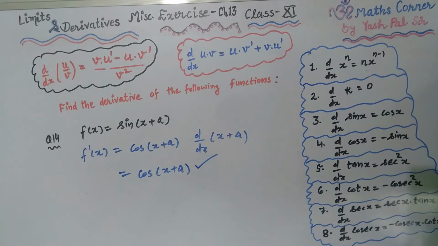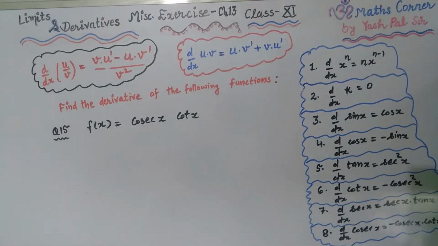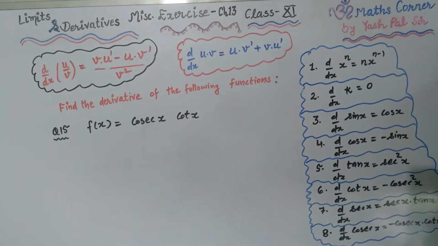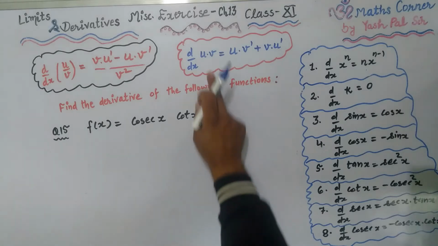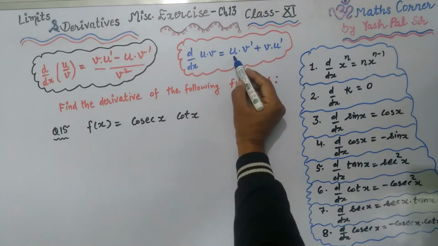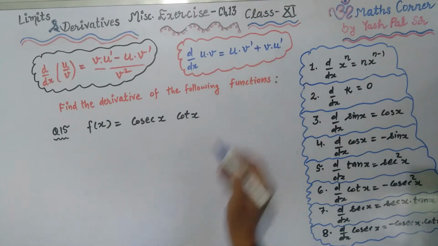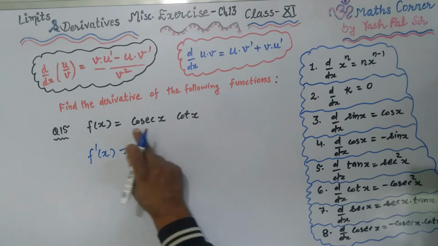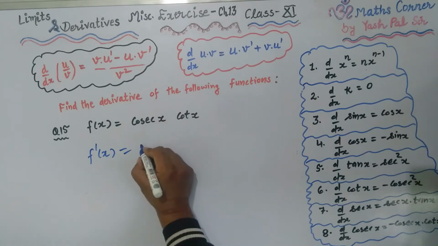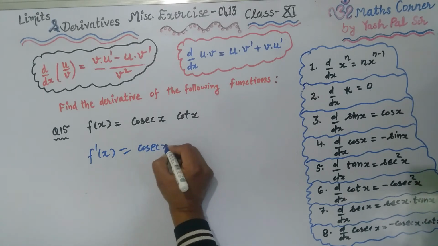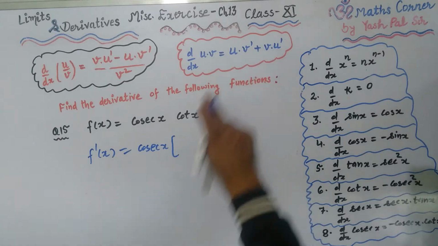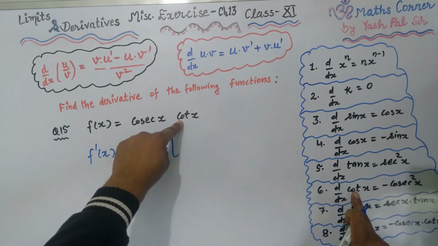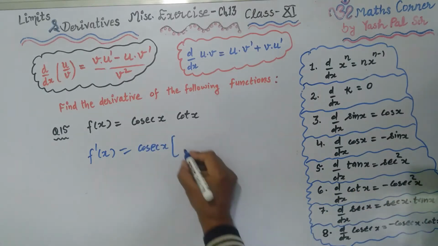Now next question, question number 15. What is the question? f of x is equal to cosecant x into cotangent x, product rule, u into v. The answer is u into v dash plus v into u dash. Accordingly we write f dash x is equal to u, which is cosecant x, into v dash, derivative of cotangent x. Derivative of cotangent x is minus cosecant square x.